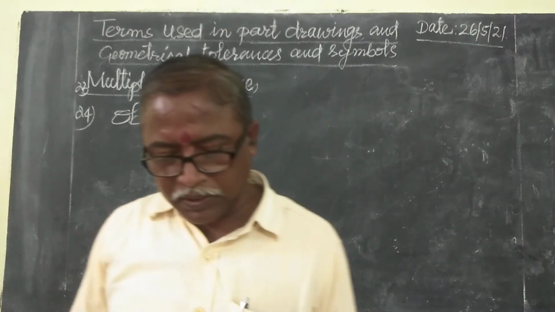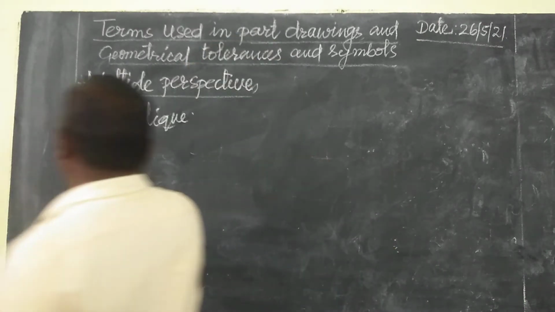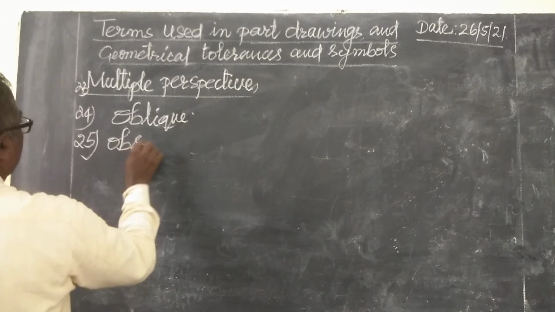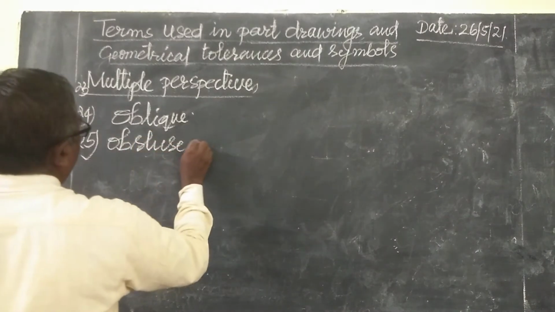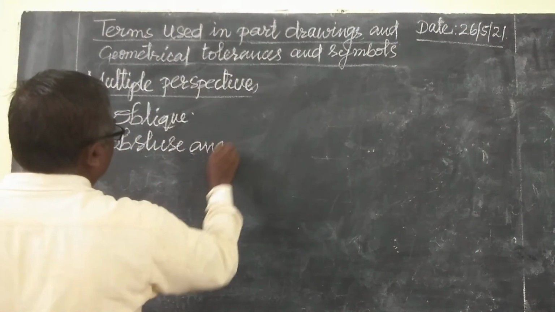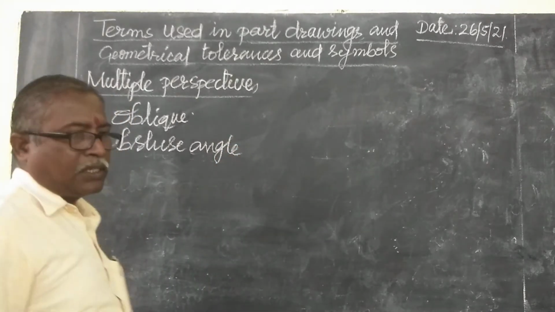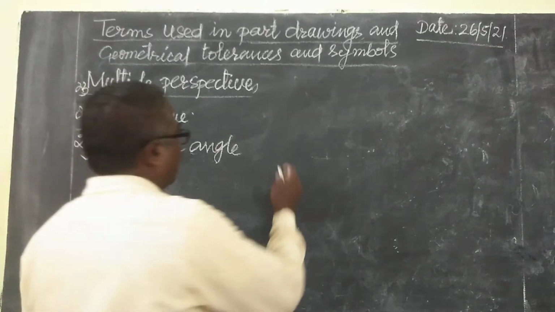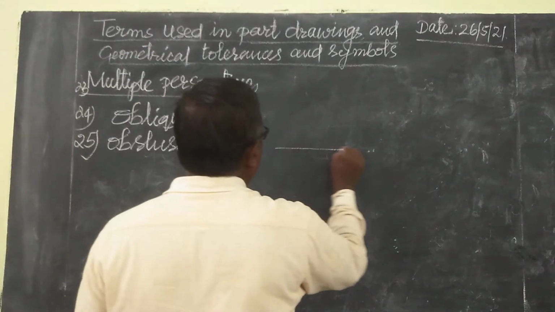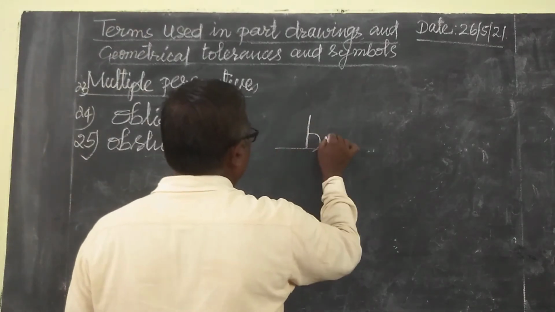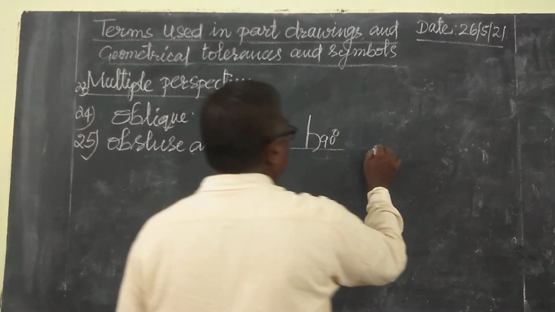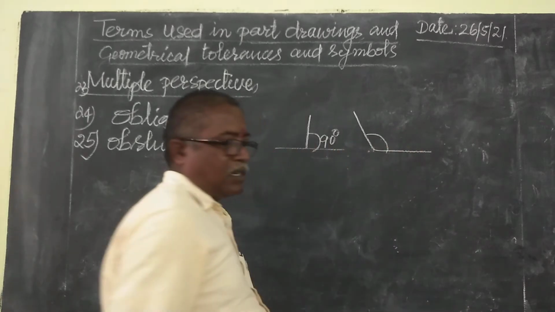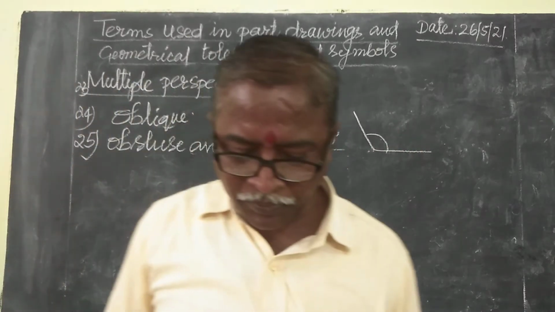Then next obtuse angle. 25 is obtuse. This obtuse angle is more than 90 degree. So for example, more than 90 degree, this is 90 degree. Then more than 90 degree, the angle will be drawn like this. This is called obtuse angle.